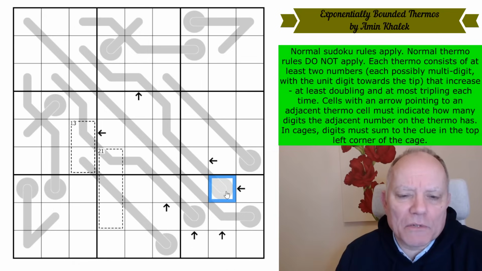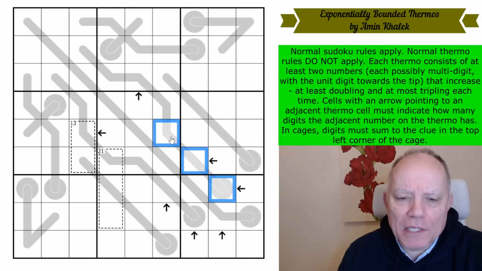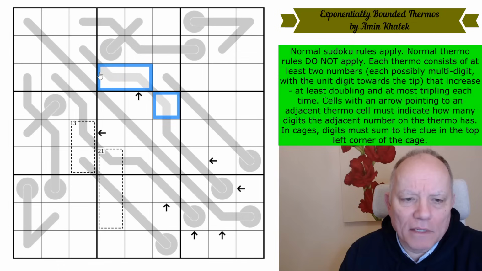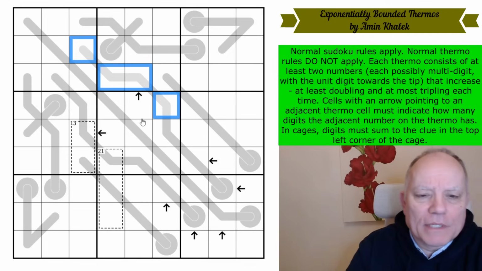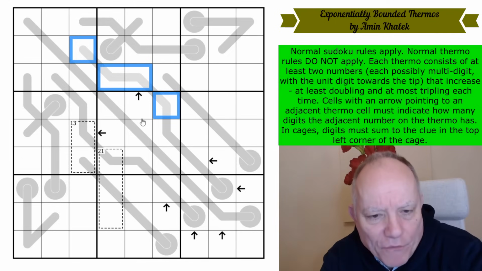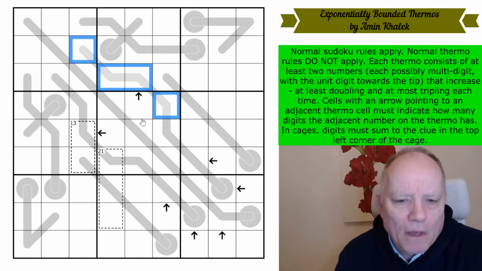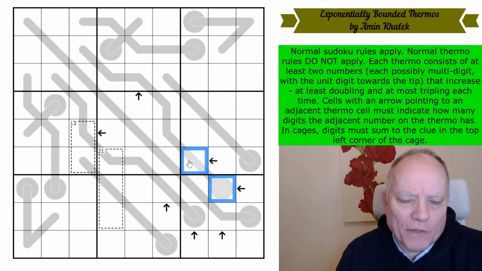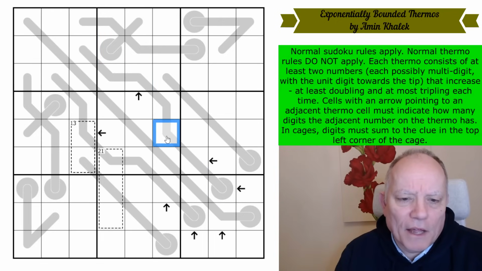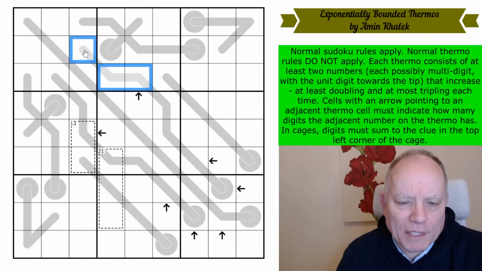So 7 cells could obviously start with a 3-cell number, which could then double or triple, somewhere between doubling and tripling, to give a 4-cell number. That's possible. But it could equally start with a 2-cell number, another 2-cell number, and a 3-cell number.